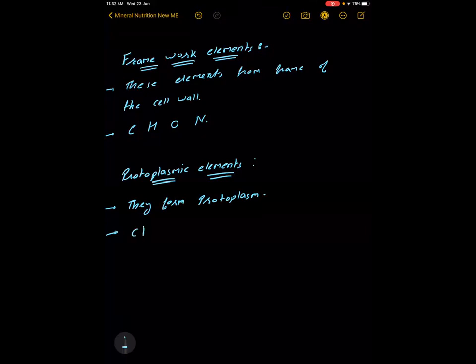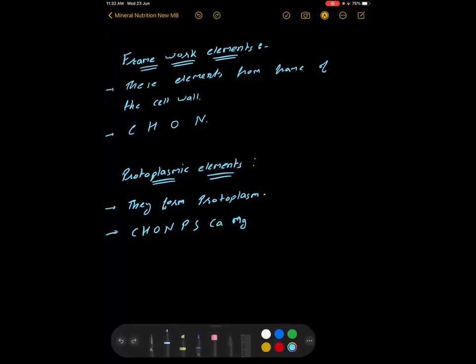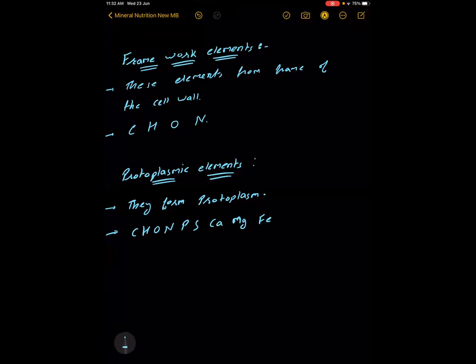Examples, same again, CHON, but now phosphorus, sulfur, calcium, magnesium are also essential, and iron. Okay, so CHONPS, Ca, Mg, Fe. These are protoplasmic elements. They form the protoplasm of the cell. Next is balancing elements.